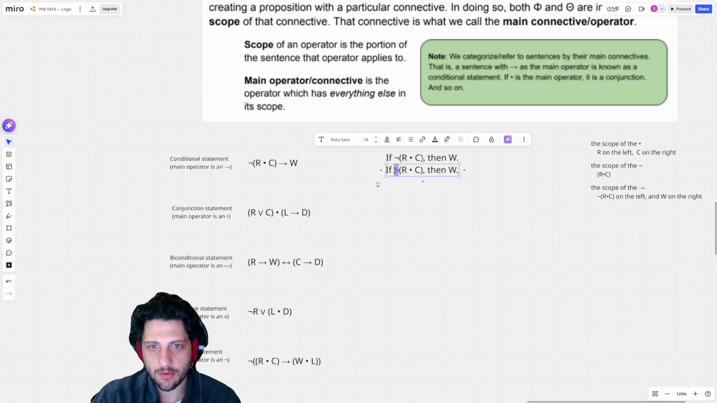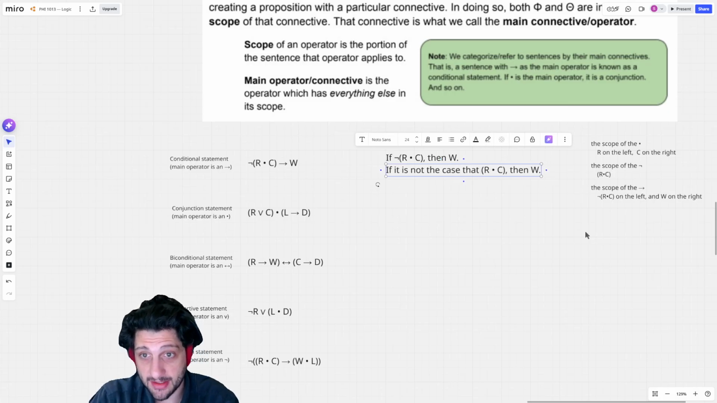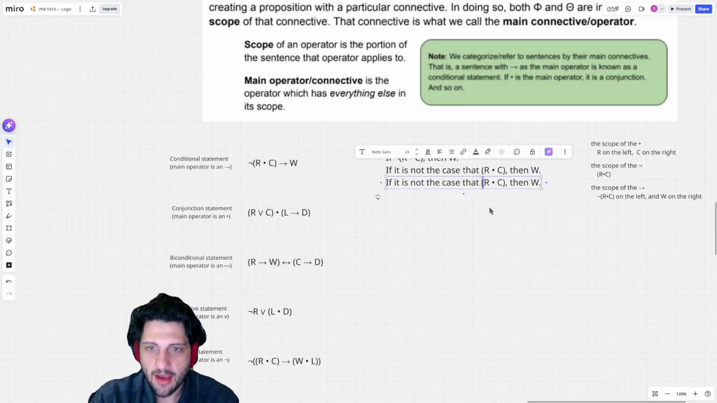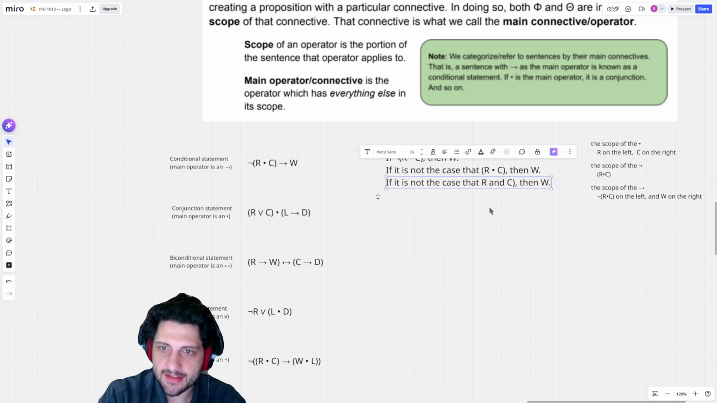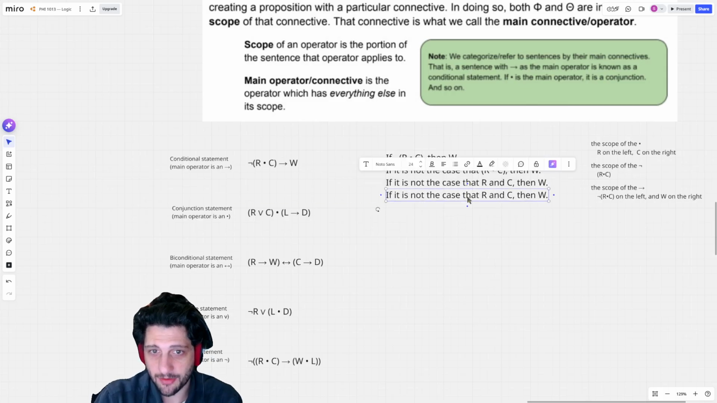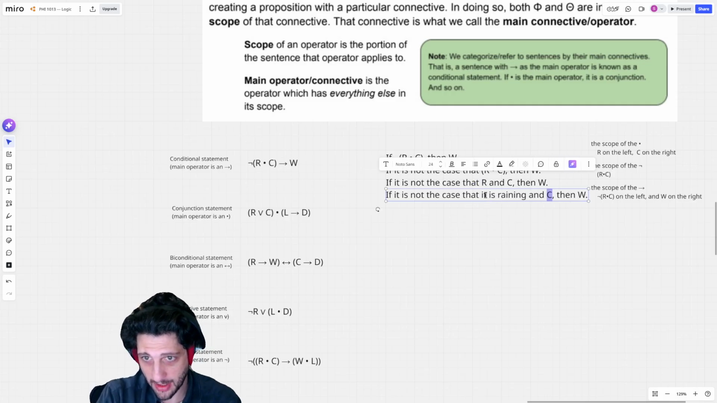So I can say, what we want to do is say if it is not the case that R and C, then W. Then I'm going to leave my letters and just keep further breaking this down. If it's not the case that R and C, then W. And finally, I'll try very hard not to do this for every single one, but if you're someone that wishes that I would, please reach out for any help. Now, if it is the case that it is raining and cold, then the ground is wet.